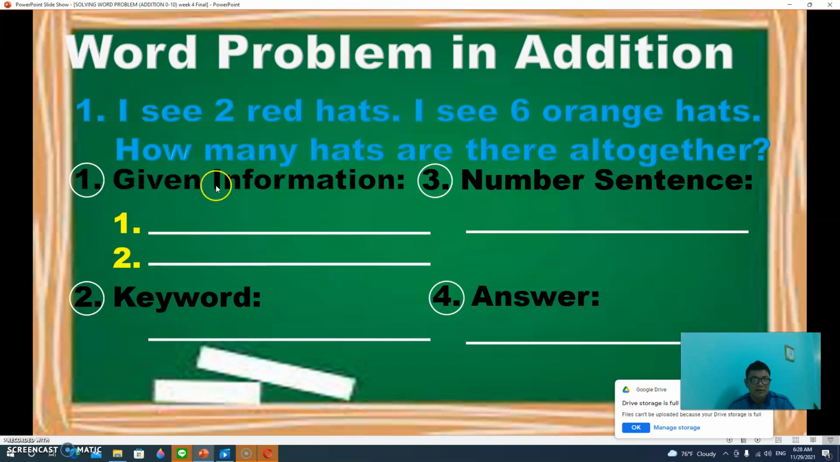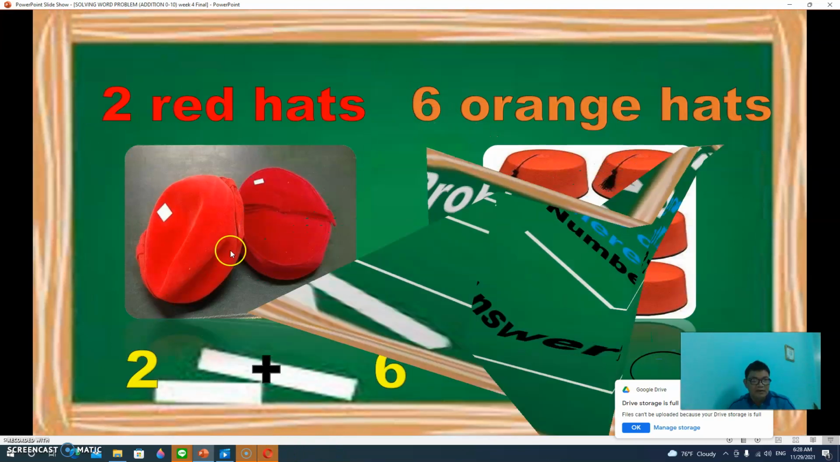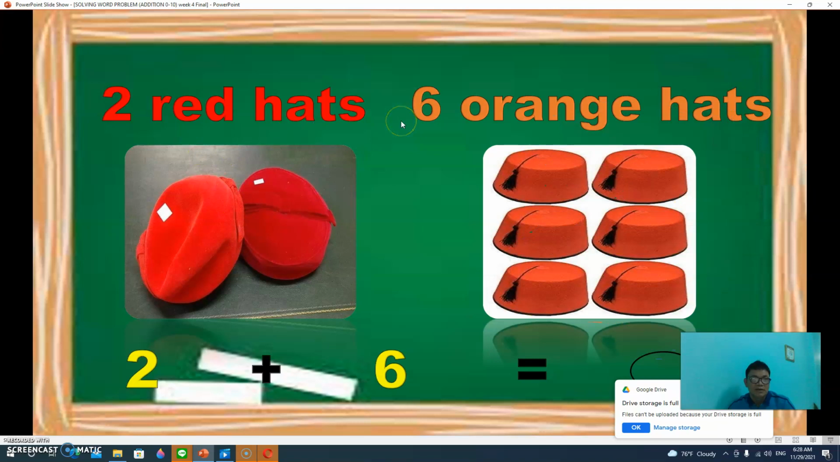Okay, so what is the keyword? Again, altogether. Very good. Number 3, number sentence. 2 plus 6 equals. Okay, so answer. There are blank hats altogether. Okay, so this is 2 red hats and 6 orange hats. So you're going to add. 2 plus 6 equals.